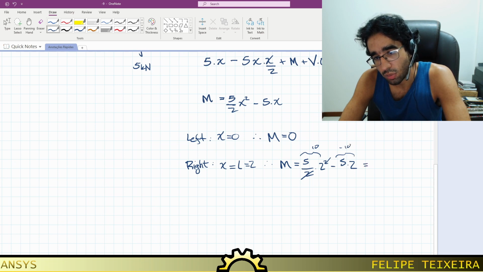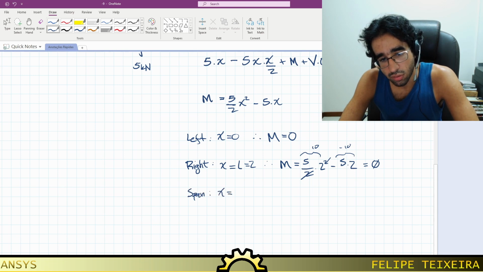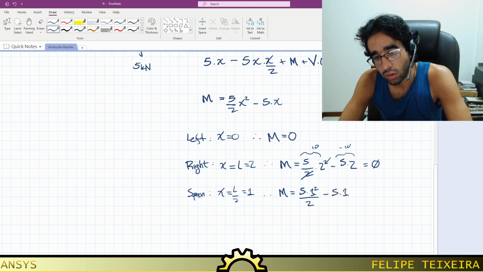So the bending moment is going to be indeed 0. And finally, in the center of the span, we have x equals L over 2, which is 1. So the bending moment is going to be 5 times 1 squared over 2, minus 5 times 1. So this is 5 over 2 minus 5. This is minus 2.5 kilonewton meters.